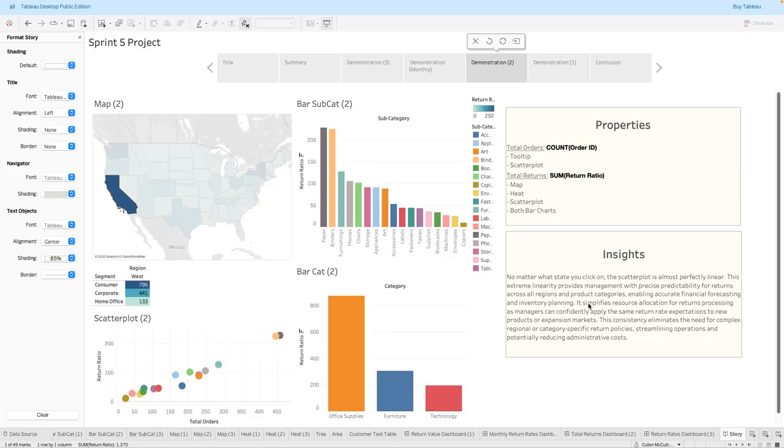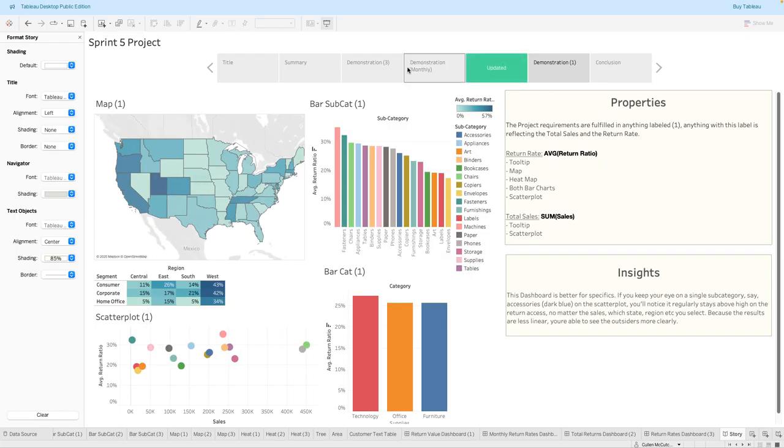This extreme linearity provides management with precise predictability for returns across all regions and product categories, enabling accurate financial forecasting and inventory planning. It simplifies resource allocation for returns processing, as managers can confidently apply the same return rate expectations to new products or expansion markets. This consistency eliminates the need for complex regional or category-specific return policies, streamlining operations and potentially reducing administrative costs.